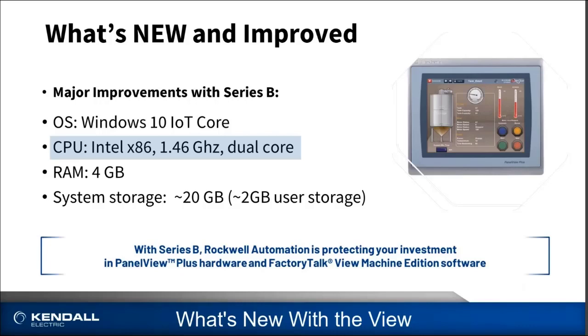Next, we have the CPU that's been upgraded to a dual core CPU, as opposed to the single core that was in the Series A. And the memory has been upgraded as well. So both from a RAM and a flash memory standpoint, Series A had 512 megabytes of RAM. We now have 4 gigabytes. And as far as the storage on the system, we have nearly 20 gigabytes of memory now, with 2 gigabytes available for user storage, as opposed to the 80 megabytes that we had on Series A. So we went from megabytes to gigabytes now.